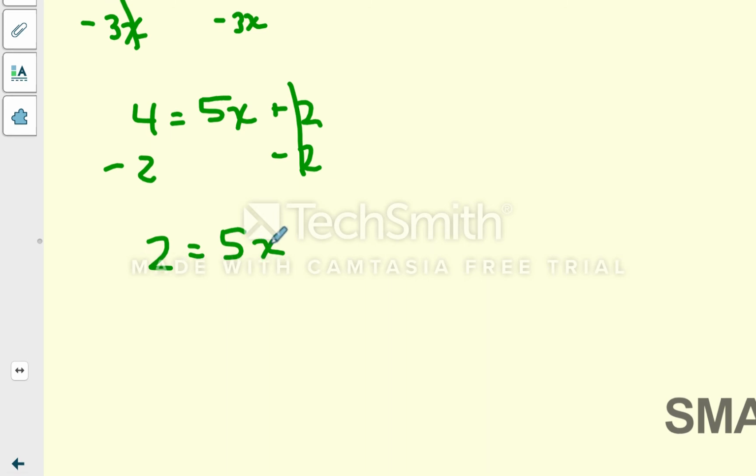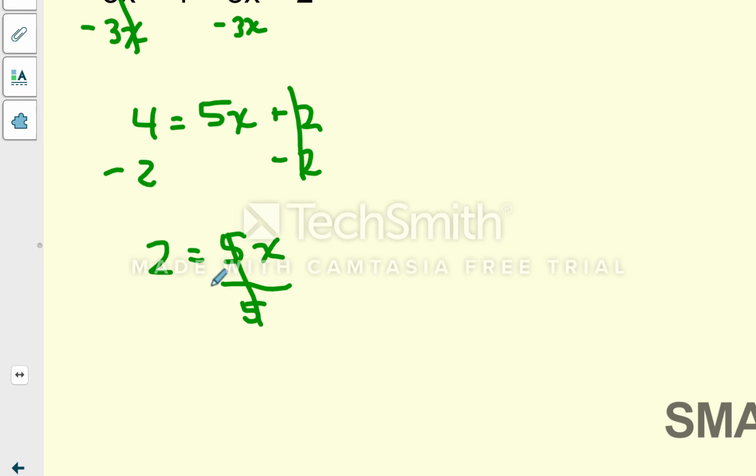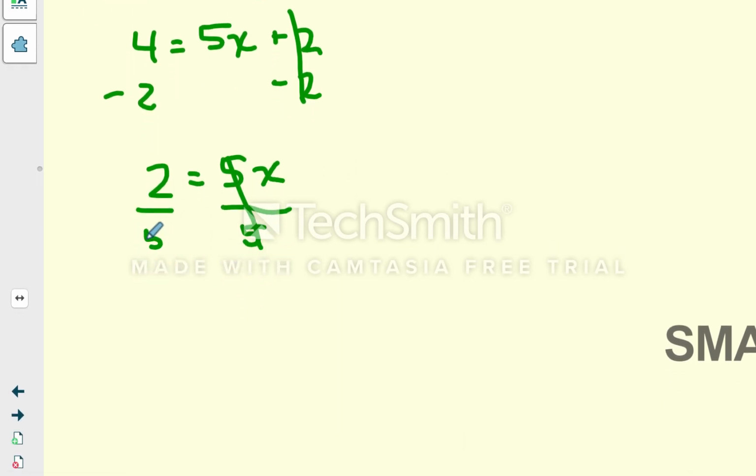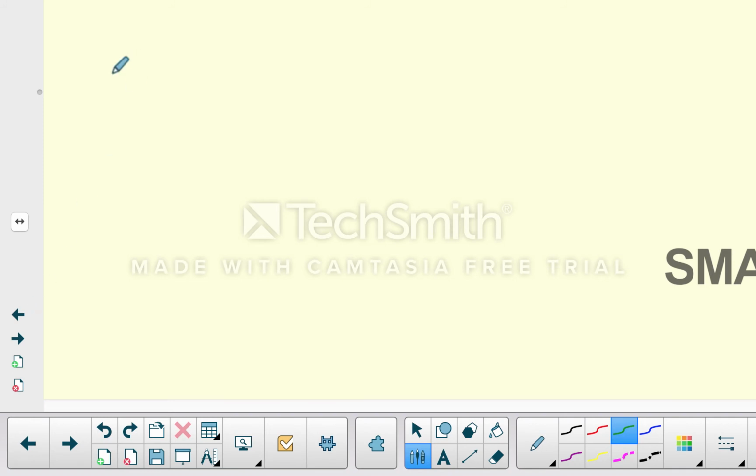And again, this means to multiply, so I'm going to divide by 5 and cancel out the coefficient, and then I just have to divide by 5 on the other side of the equal sign. So as it turns out, x equals 2/5. Now you can be somewhat flexible in the way you solve this. So I'm going to show you a different way.